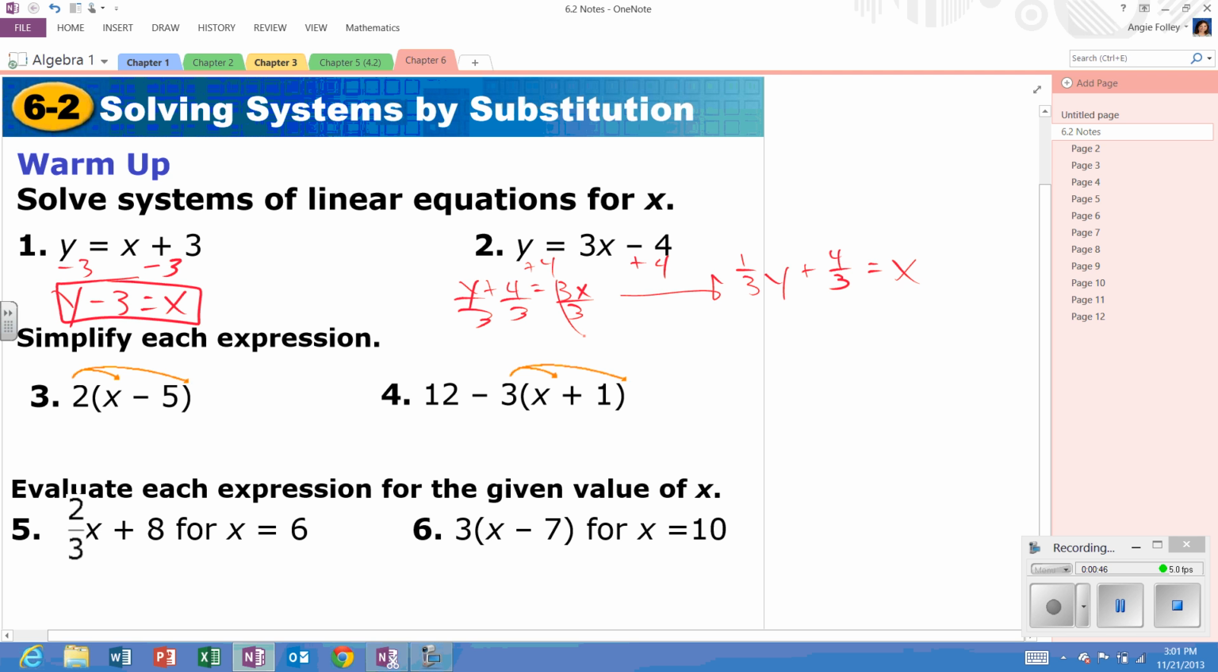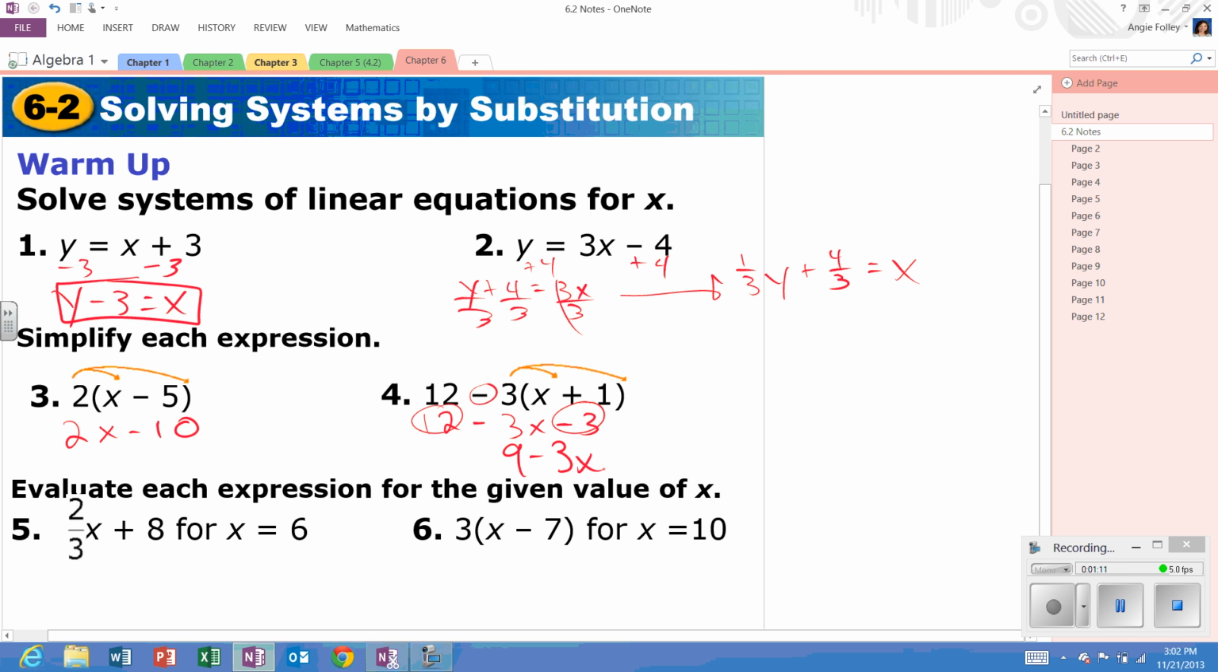Okay, the next one says to simplify the expression, and they want us to distribute. So all we're going to get is 2x minus 10. Okay, the next one we're going to get 12 minus 3x minus 3 because this negative has to distribute. Then we can combine this negative 3 and 12, and we will get 9 minus 3x.